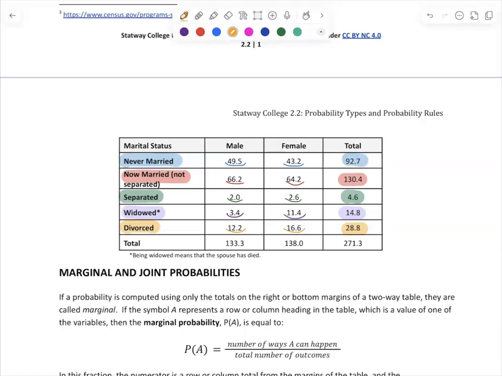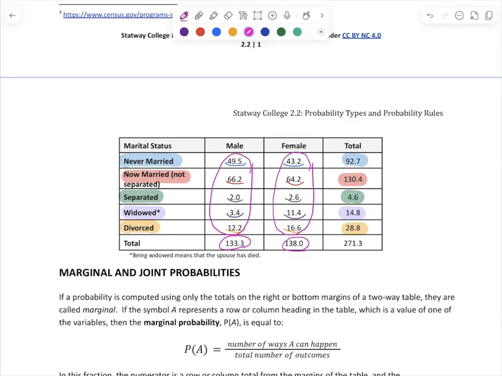They also added these numbers together. They said, okay, how many male do we have in total? You have 133.3. How many female you have in total? You have 138. When you have tables like this, we say that we have a two-way table. When you have a two-way table, now you have more flexibility in answering some questions.